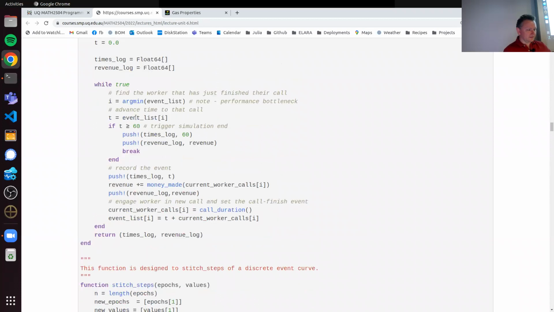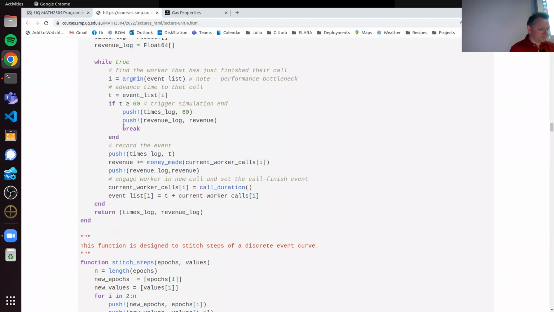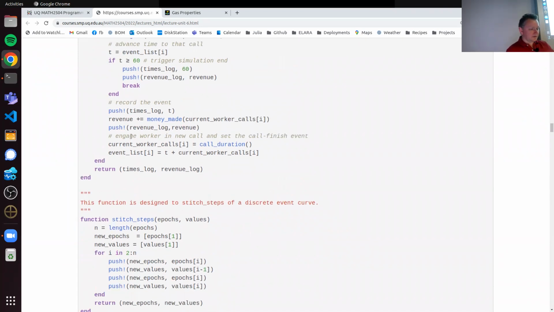Basically, we're going to continue this loop until we've done 60 minutes, so an hour of calls. And so if we've exceeded this limit of 60, we do a final log of the answers and then break, right? If it's smaller than 60, we go down here, and we log these events. So we push the time on, and we add the revenue depending on money made, right? So that's a deterministic function of this thing.